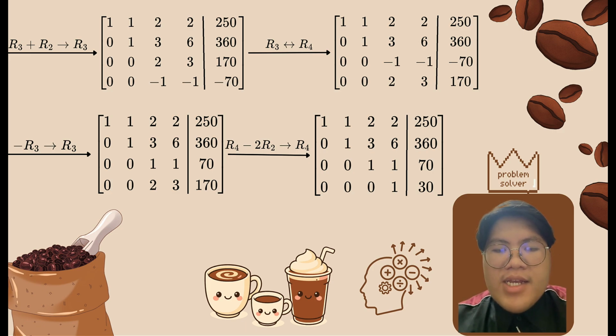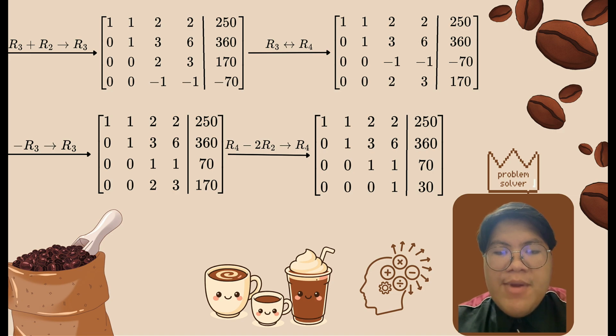Next, to make our calculation cleaner, we swap row 3 and row 4. After this interchange, our third row becomes 0, 0, negative 1, negative 1 augmented by negative 70. Our fourth row is now 0, 0, 2, 3 augmented by 170. To create a positive 1 as our leading pivot in the third row, we multiply row 3 by negative 1. This changes the signs across the entire row, giving us 0, 0, 1, 1 augmented by positive 70.